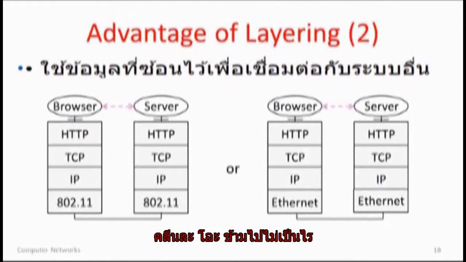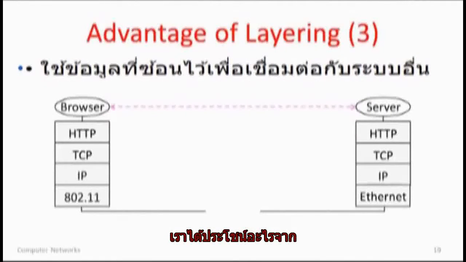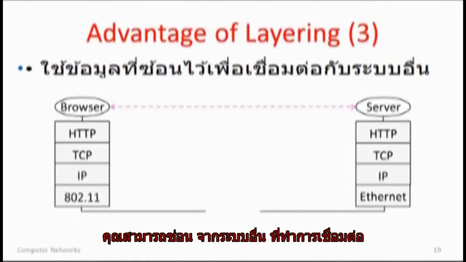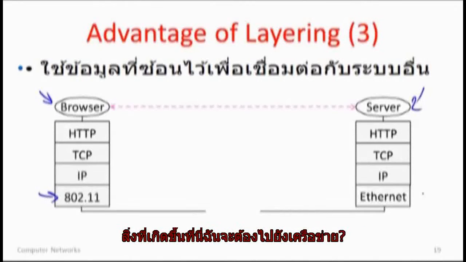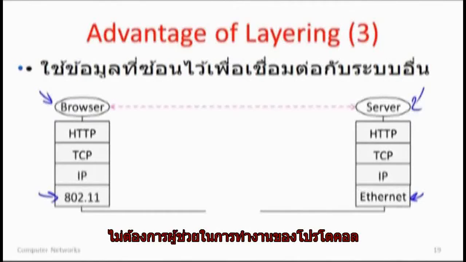There it is cleaned up. Oops, I chose the sides differently. Doesn't matter. And we can also gain further advantages. You can use this information hiding to interconnect different kinds of systems. So imagine over here we have the browser. It happens to be running on an 802.11 network. Well, the server, that happens to be running on an Ethernet network. Doesn't matter with our protocol layering system. This is what we can do.